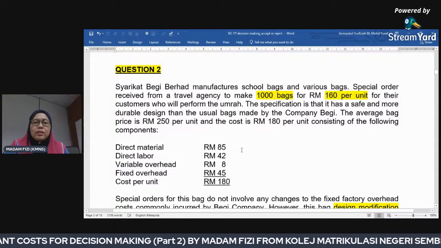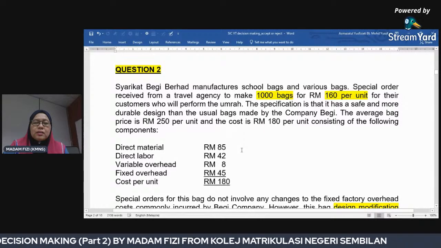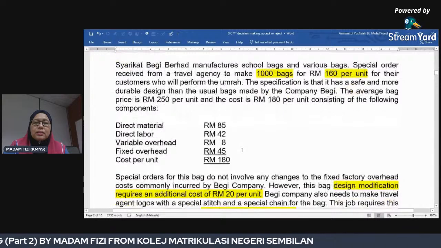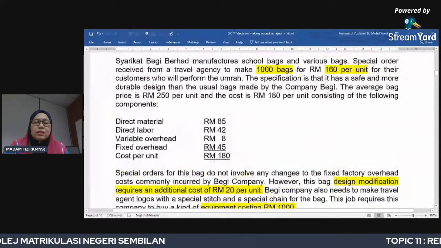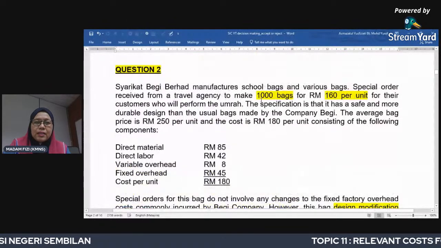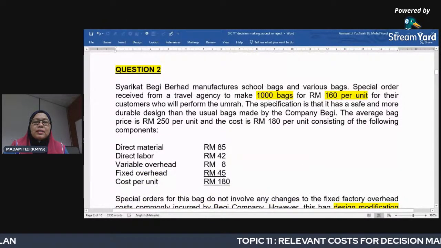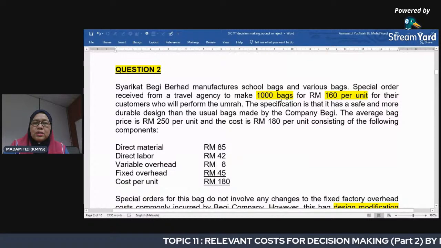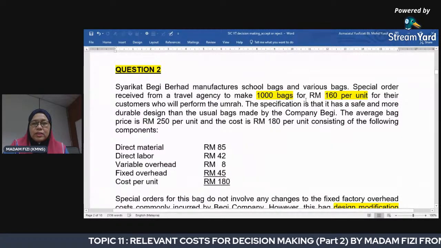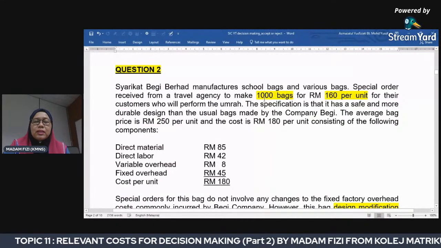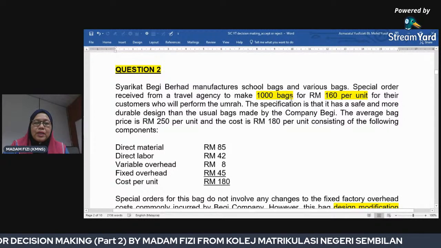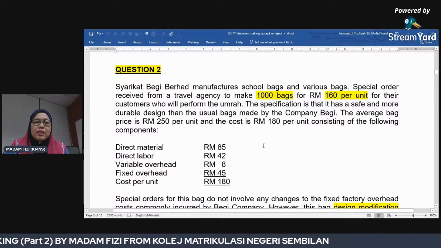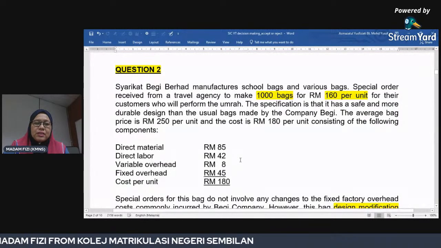So sekarang ni dalam soalan ni, dia tak mention berapakah bilangan asal bag, kan? Just dalam soalan 2 ni dia just mention the special order. Special order that is 1,000 bag. So asalnya tak ada, ya? Dia tak mention dekat sini. Okay, tapi cost dia ada mention.